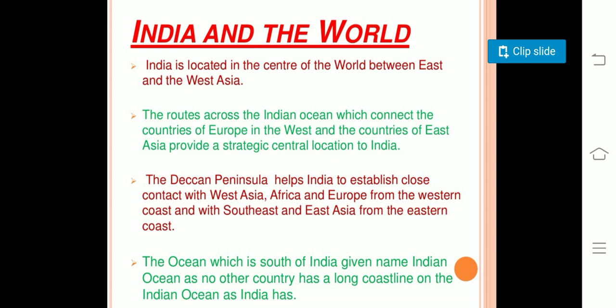The Deccan Peninsula helps India to establish close contact with West Asia, Africa and Europe from the western coast, and with Southeast Asia and East Asia from the eastern coast. The ocean which is south of India gives the name Indian Ocean, as no other country has a long coastline on the Indian Ocean as India has.